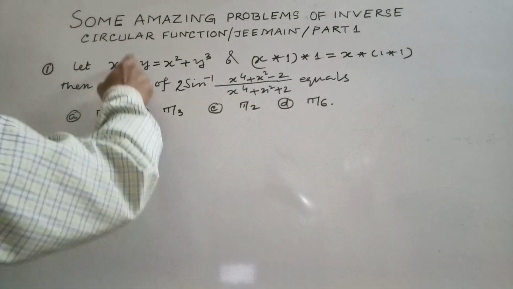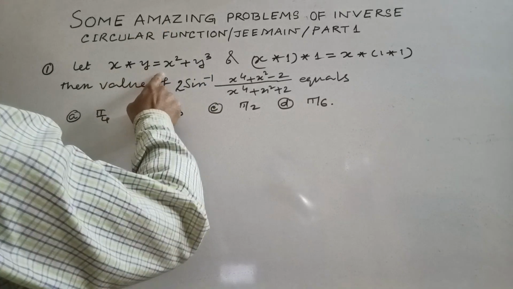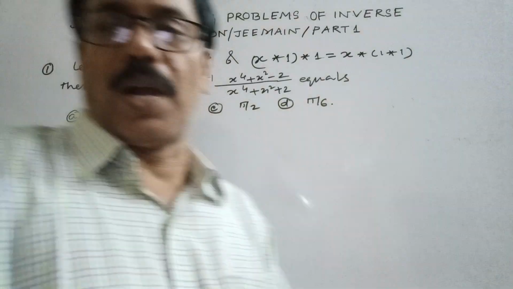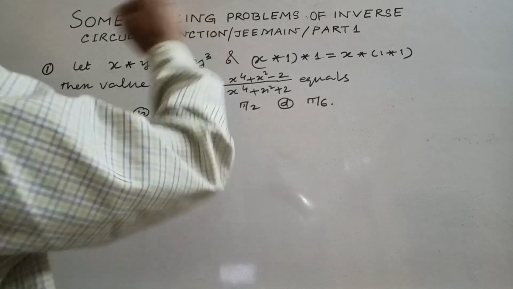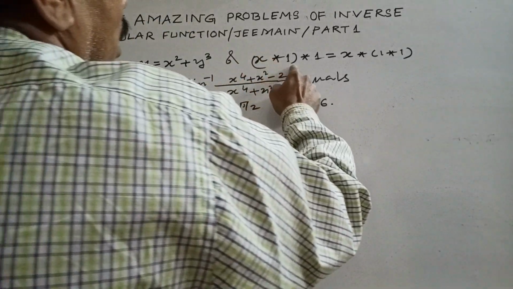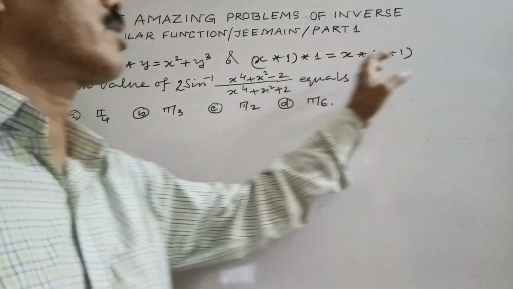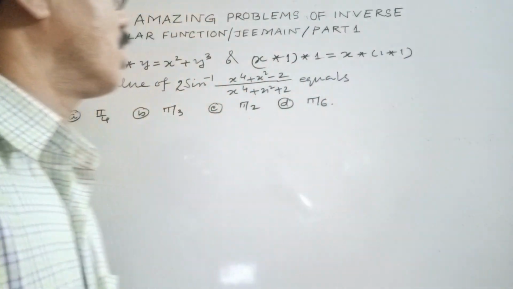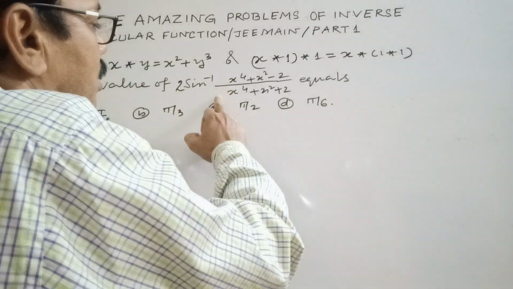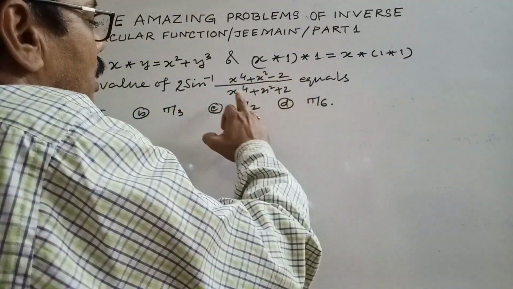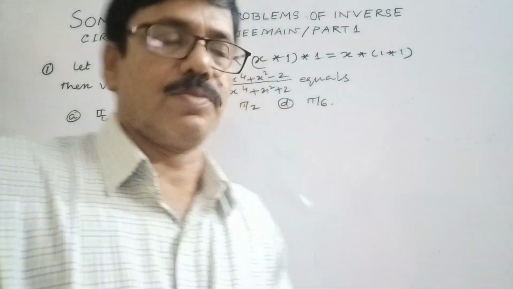Let x star y equal to x square plus y cube. So this is the concept of binary operation: first term whole square plus second term cube, and x star 1 equals x star 1 plus 1. That is, star satisfies the associative law. Then you have to find the value of 2 sin inverse, (x to the power 4 plus x square minus 2) by (x to the power 4 plus x square plus 2).